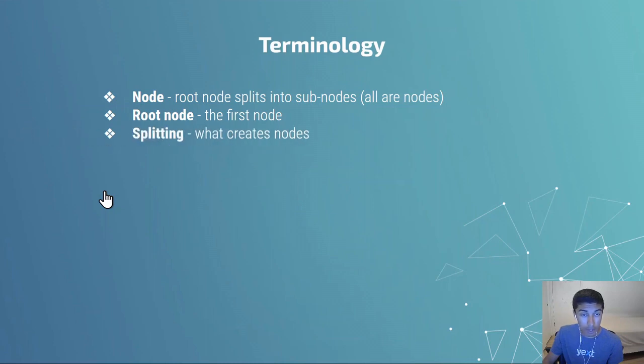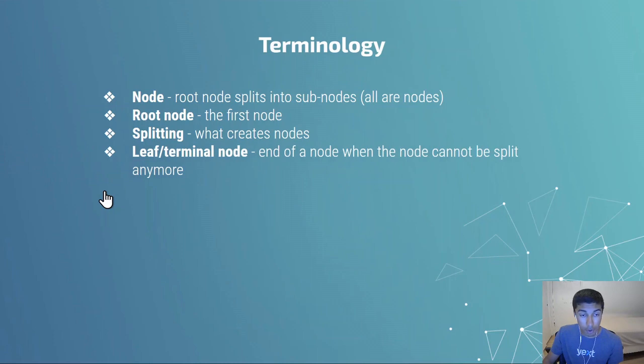The process of splitting is what actually creates nodes. Nodes are divided into two or more subnodes beginning from the root node. We will go into much more detail about splitting in the next video. The leaf or terminal node is the end of a node where the node cannot be split anymore. It's also when the outcome or decision is actually shown and made.